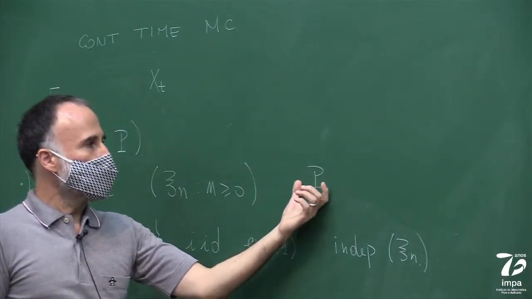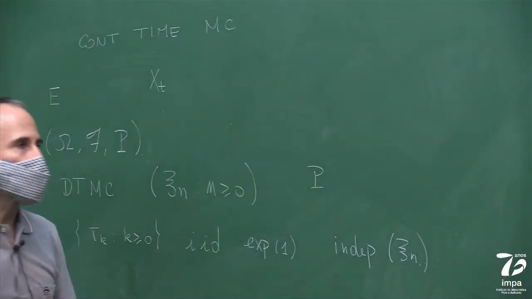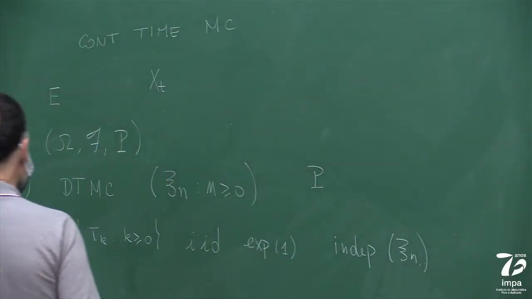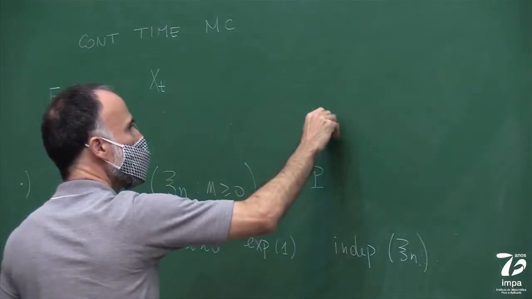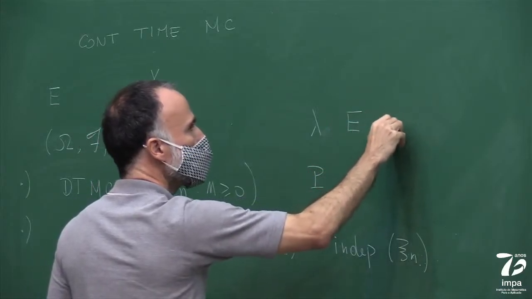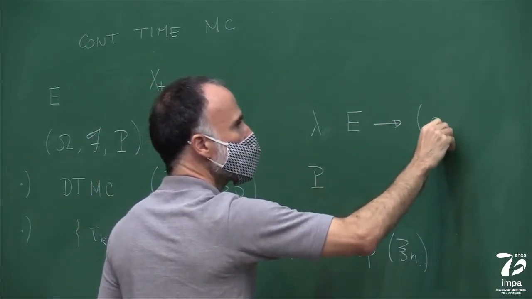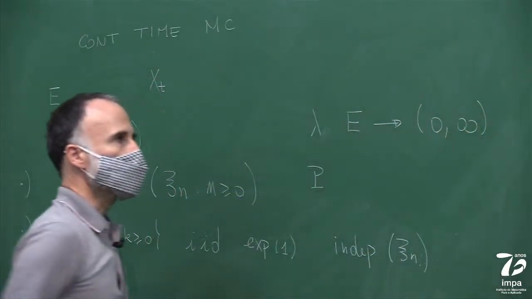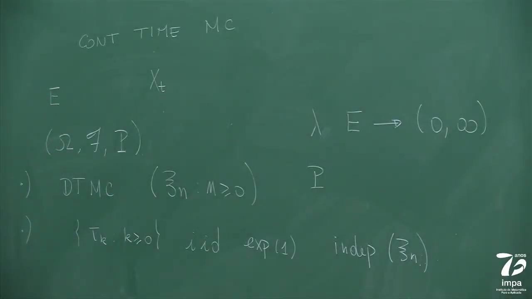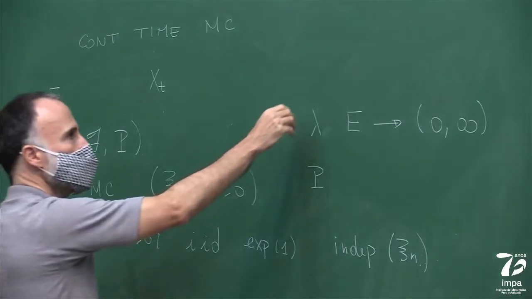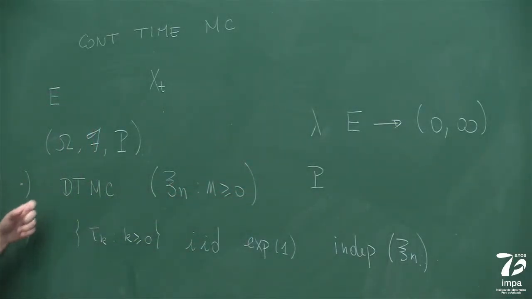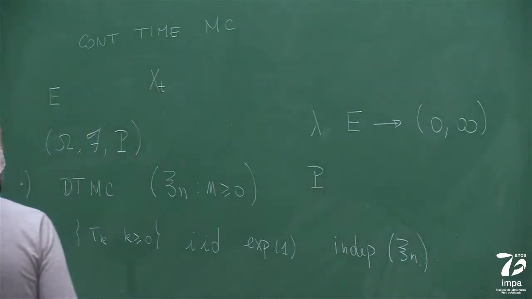So I have 2 parameters, P, which is the transition matrix, and a function lambda, which is a function from E to (0, infinity). So it can't take the value 0. Okay? And from these 2 parameters and these 2 objects, I will construct a Markov chain in continuous time. Okay? And the idea is very simple.